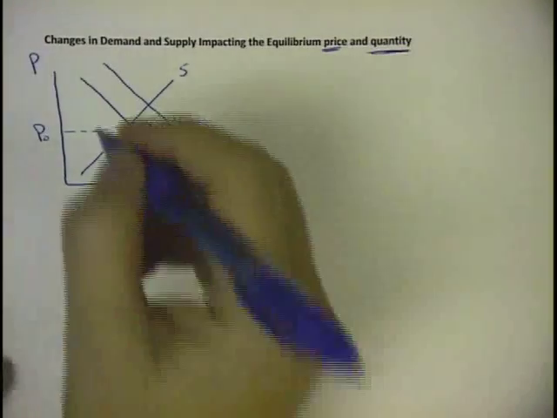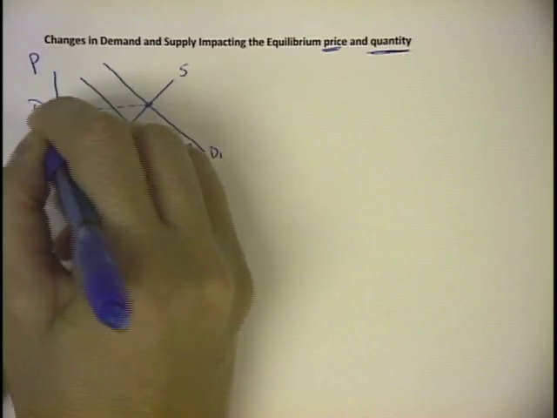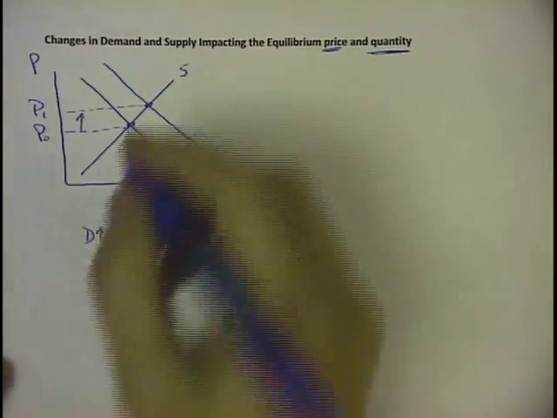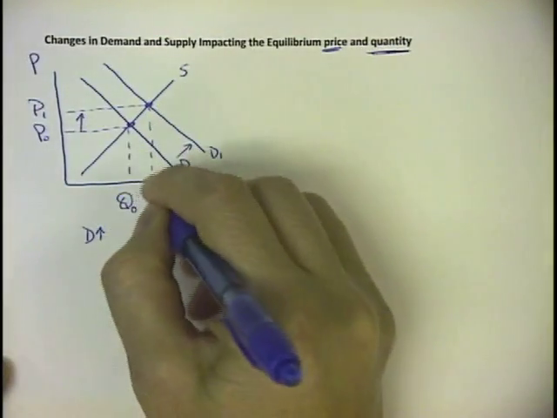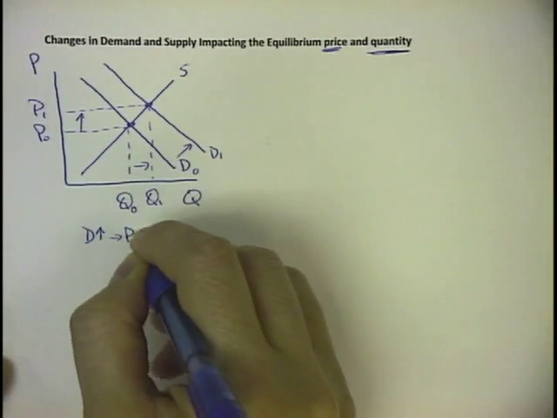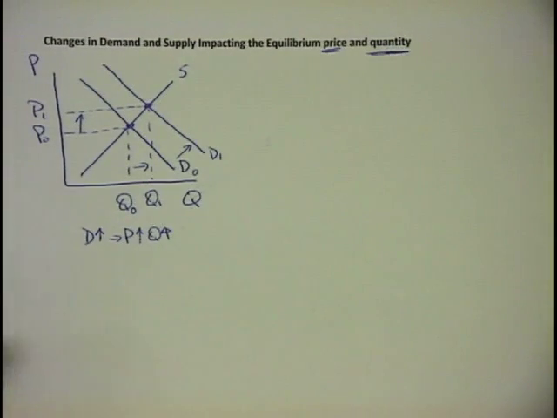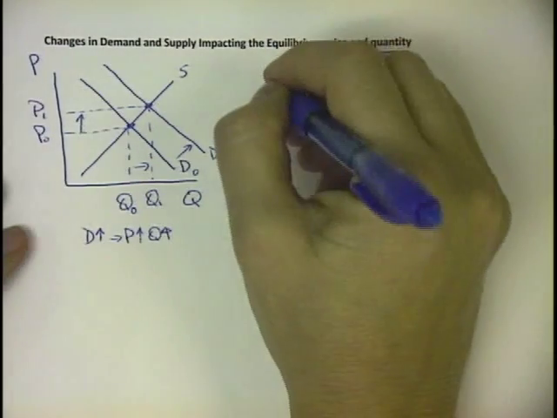So what happens now to our new price? It went up. What happens to quantity? It also increases. So if demand increases, both price and quantity will increase. If we have a higher number of consumers, then price and quantity should both increase.